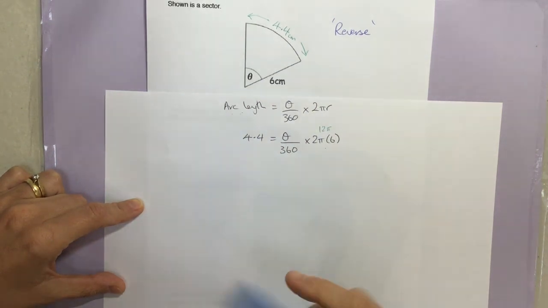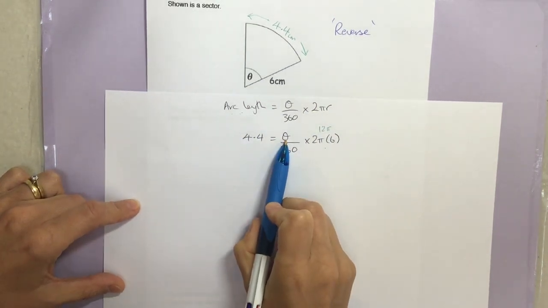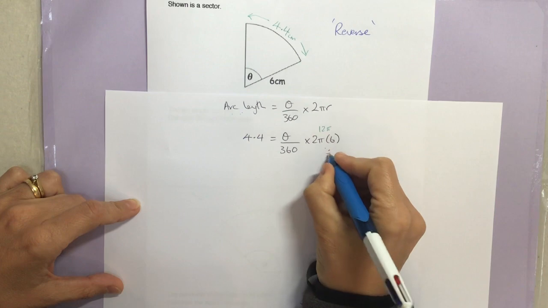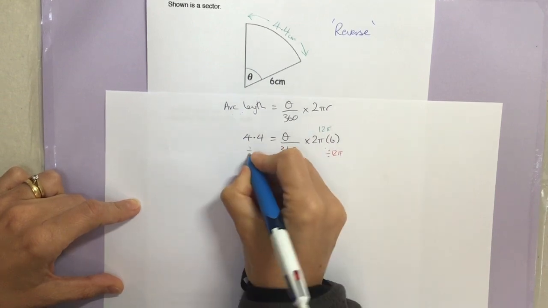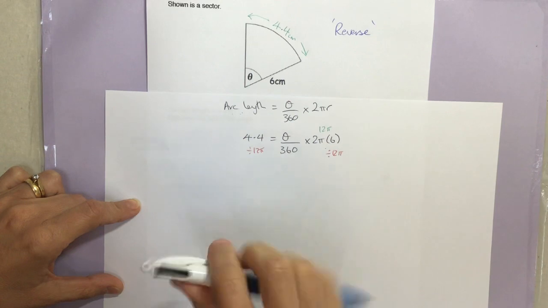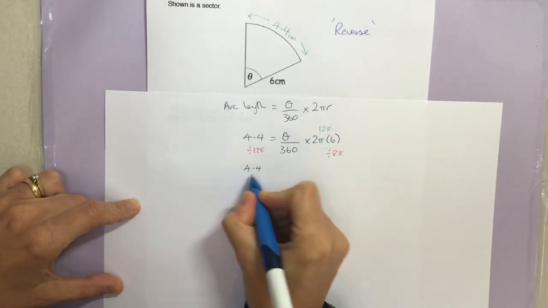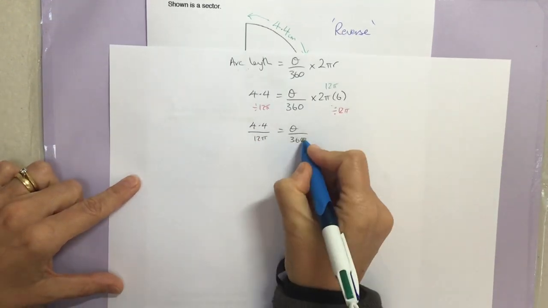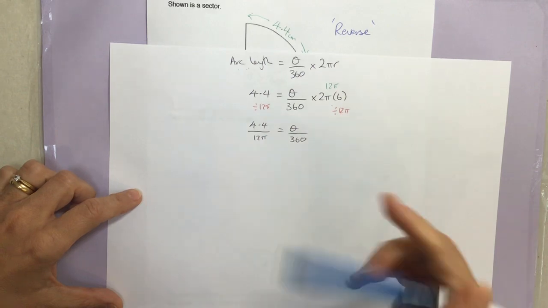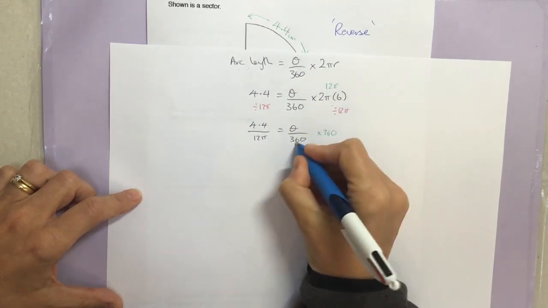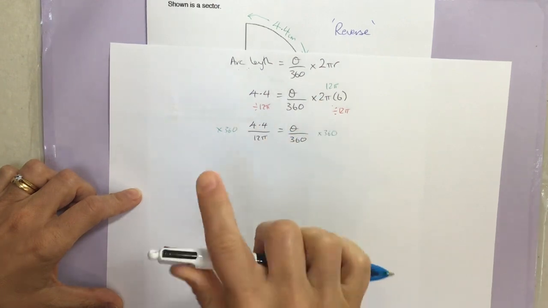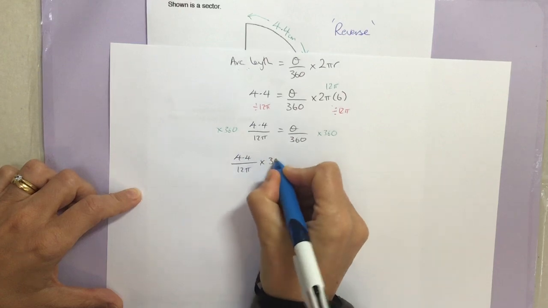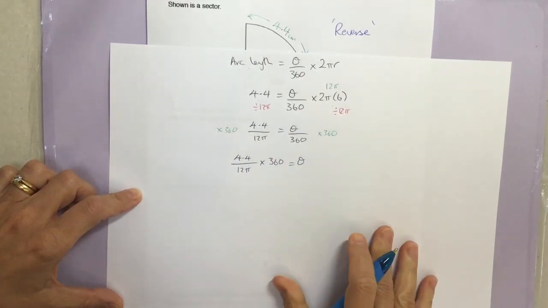Okay, let's have a look at what we're going to do. We want to find theta. So here I'm being multiplied by 12 pi, so I'm going to divide by 12 pi. So 4.4 over 12 pi is equal to theta over 360. And then I want to eventually get theta on its own. So I'm going to times by 360 to get rid of that divide by 360. So do the same on the other side. So I'm going to end up with 4.4 over 12 pi times 360. And that will give me my value of theta.